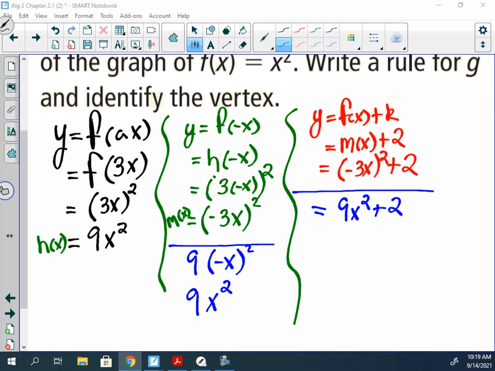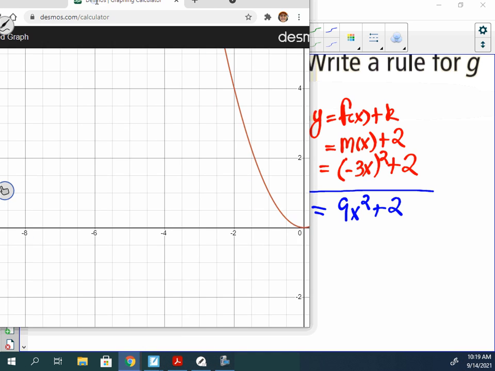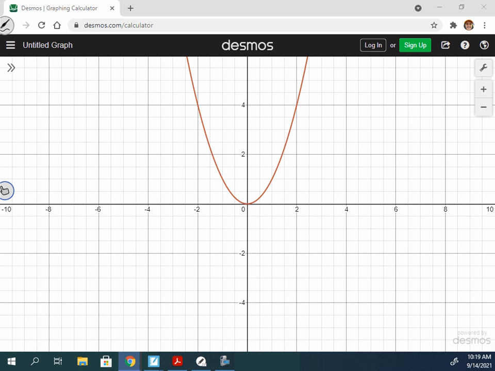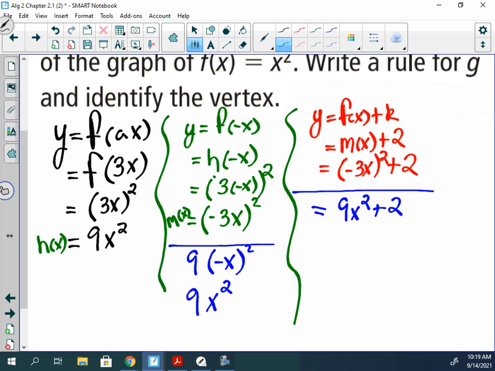This is our parent, parentheses, negative 3x squared plus 9x squared. Turn both of those off. Pull this over. Okay. Now the last thing we need is the vertex.